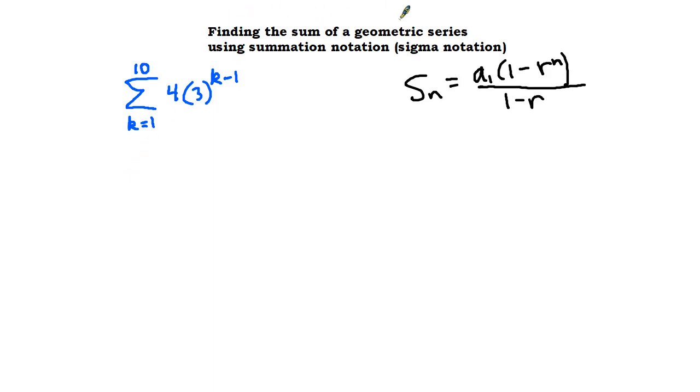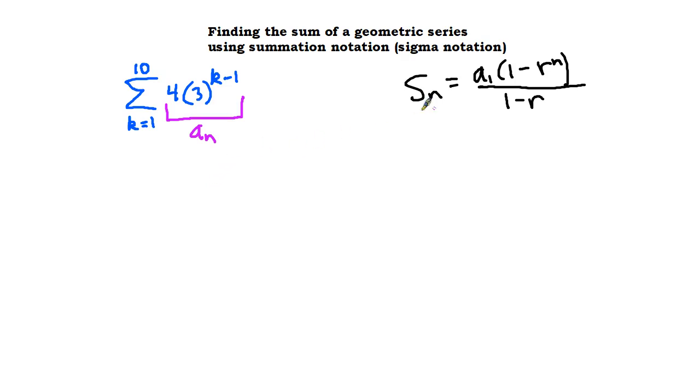We're going to find the sum of a geometric series using summation notation, also called sigma notation. The reason why is because this E-looking thing is the Greek letter sigma. And what it means, well, first of all, I'm going to remind you that this part of the sigma notation is the nth term in our geometric series. This is a sub n.